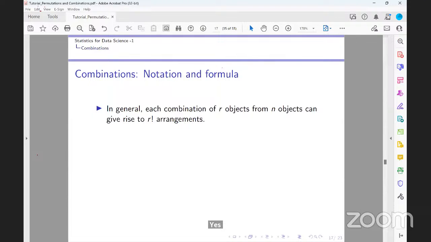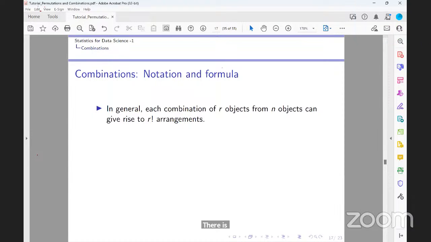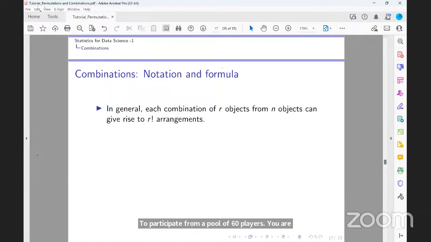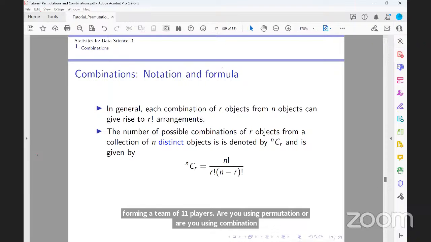Using a team of 11 players where I specify who is the opening batsman, who is the one down, and who are the bowlers, then am I using permutation or combination there? Permutation. So when I have specific roles, I'm always going to use permutation. When the order does not matter, it would be combination. Is that clear? Yes, ma'am.